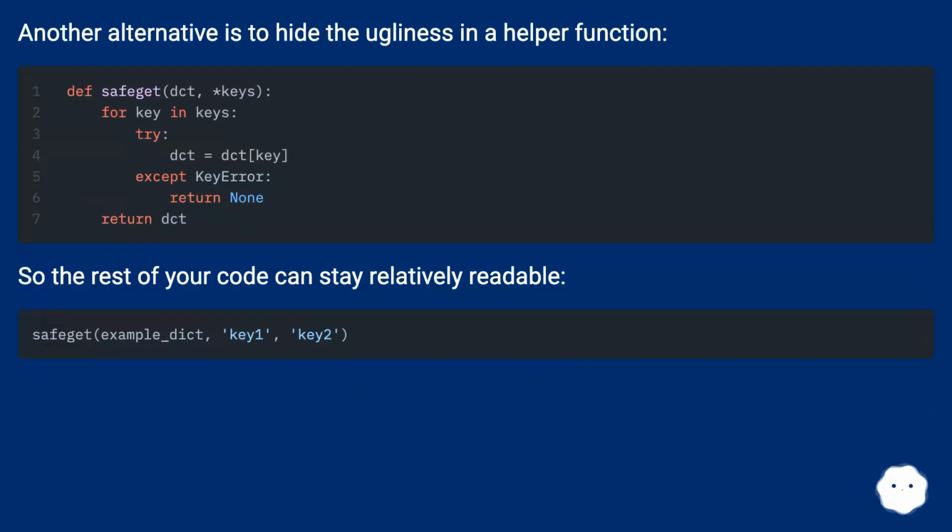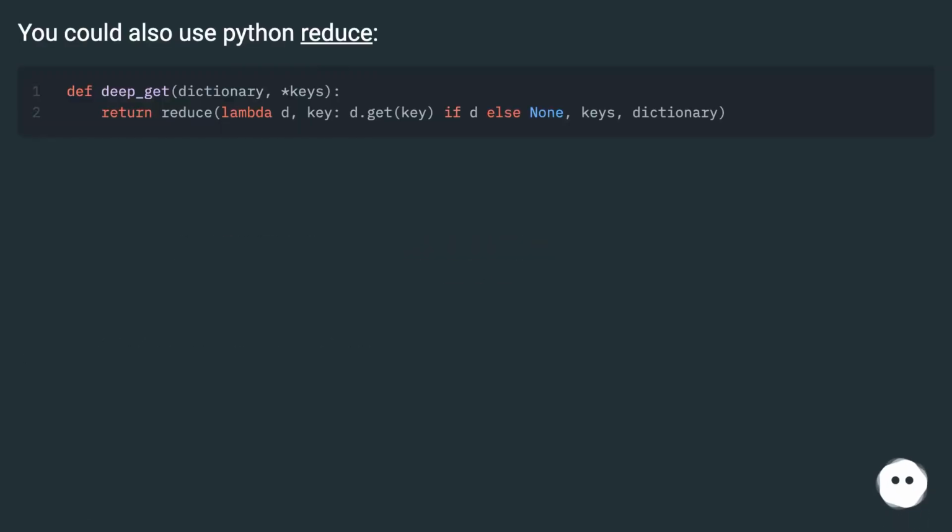Another alternative is to hide the ugliness in a helper function, so the rest of your code can stay relatively readable. You could also use Python reduce.